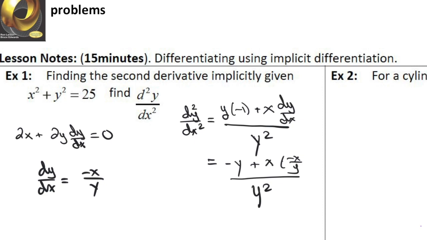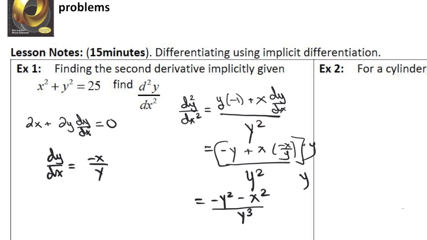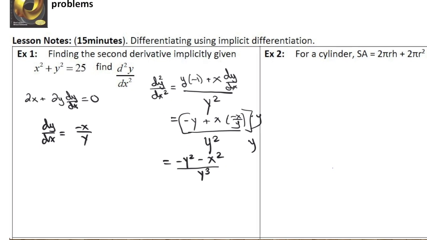Now, in order to simplify this function, we want to multiply by y over y, and that should make this a little bit easier to deal with. And once we simplify again, we have negative y squared, negative x squared, divided by y to the third power. Now, when you look at negative y squared, negative x squared, what I'm hoping that you see is that this is actually negative 25 over y to the third. Now, if you're thinking about that 25, go back to the beginning problem where we're told that x squared plus y squared is equal to 25. Replace, and we have our second derivative.